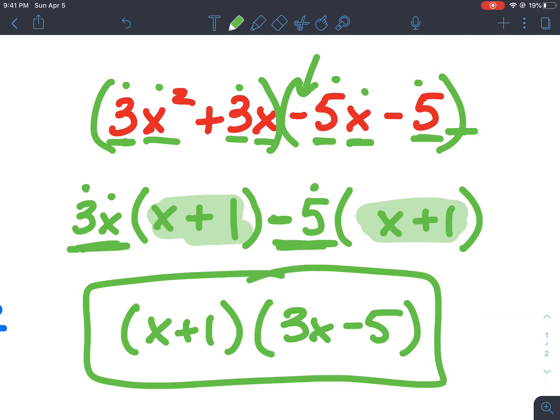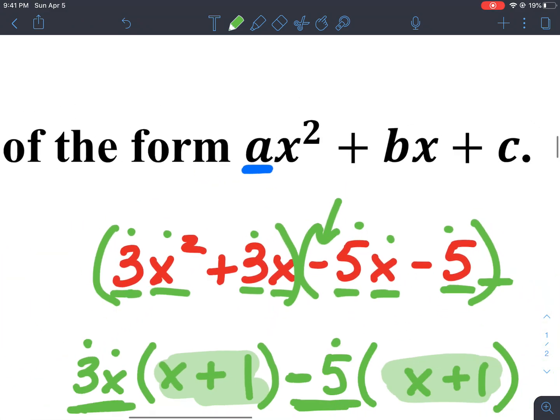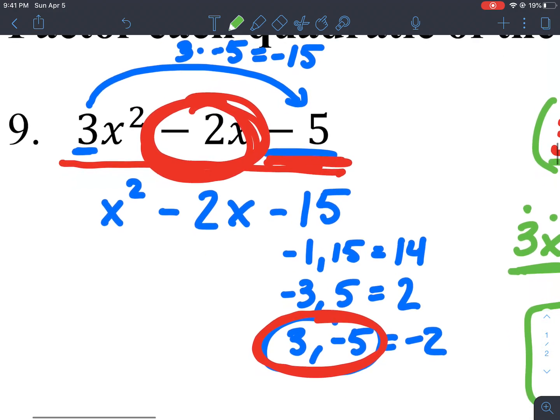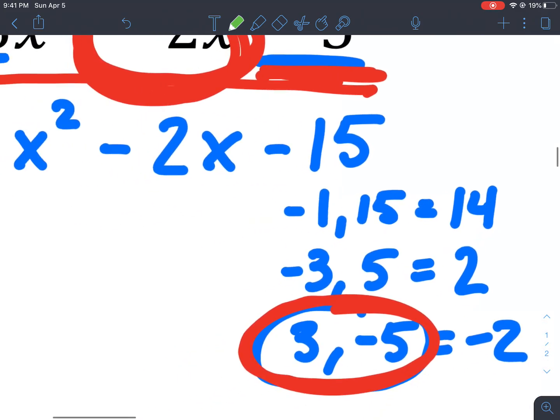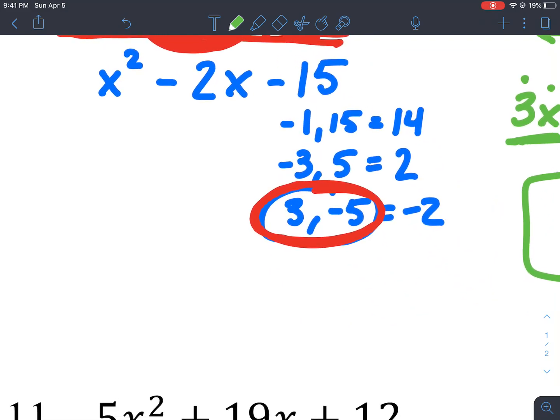So one more time to quickly review this. If we have a number out in front of the x squared, we take that number and we multiply it with our ending constant. 3 times negative 5 was negative 15. We then take that negative 15 and we place it at the end of the problem. We do not write the 3 in front of the x squared because we borrowed it to the back with the negative 15. We then take that quadratic and we treat it just like our regular x squared plus bx plus c. We find our factors. In this case, it was 3 and negative 5.